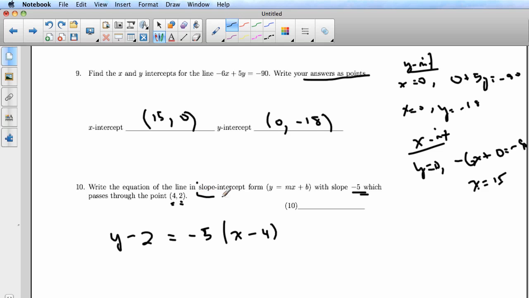Y minus the given y equals slope times x minus the given x. We do want this to be in slope-intercept form, so that means I want to solve for y. I want it to look like that. And that's just a matter of first simplifying the right side by distributing minus 5 times x and minus 5 times minus 4, and then add 2 to both sides.